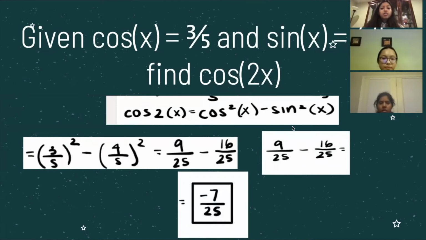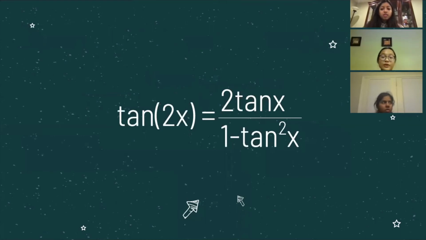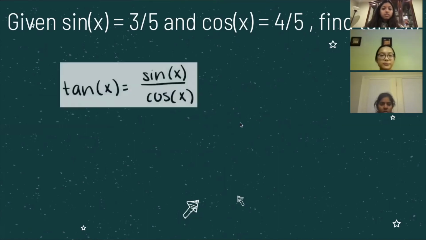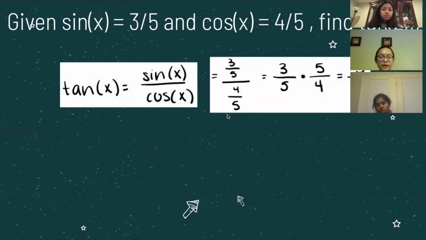Now on to the last double angle. So last but not least is tan 2x is equal to 2 tan x over 1 minus tan squared x. This problem is similar to the last one, but this time given sine x equals 3/5 and cosine x equals 4/5, we have to find tan 2x. So we know that tan x is equal to sine over cosine, so we can plug in those values that we were given. So 3/5 over 4/5 is equal to 3/4.